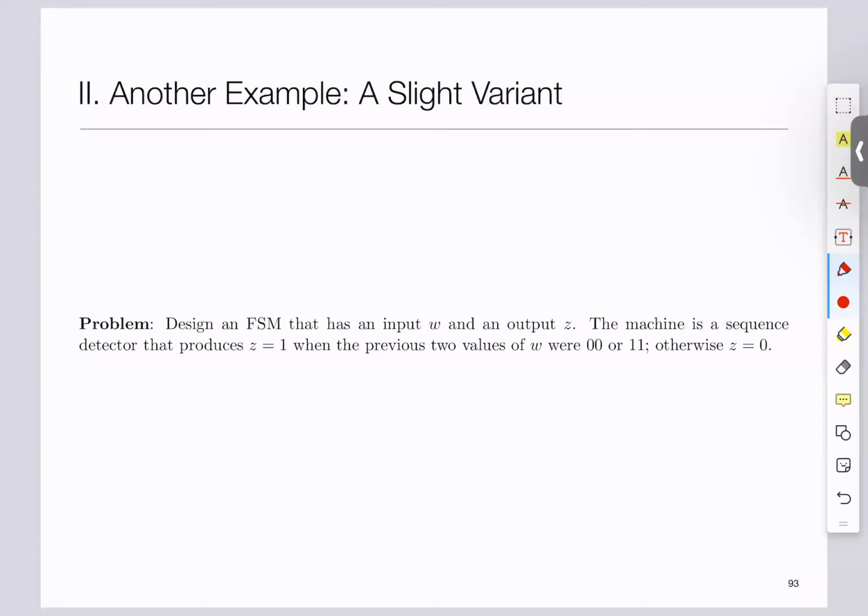Design an FSM that has an input W, output Z. The machine produces Z equal to 1 when the previous two values were 0, 0 or 1, 1. So previously, whenever it detected 1, 1, it output 1. Now, if it detects 1, 1 or 0, 0, it outputs 1.